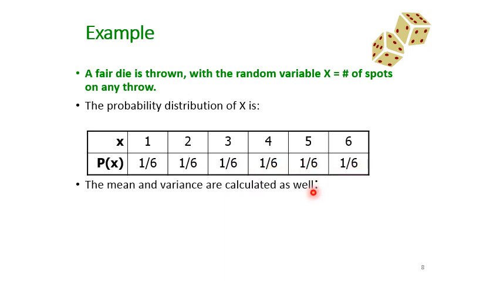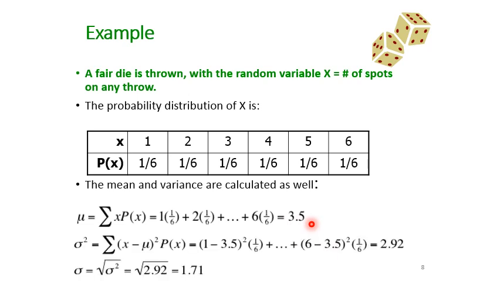We also know that to compute the mean of any discrete distribution, I can use this rule, summation x times p(x). So to find the mean of the number of spots, I will multiply 1 times 1 over 6 plus 2 times 1 over 6 plus 3 times 1 over 6 plus 4 times 1 over 6 plus 5 times 1 over 6 and finally plus 6 times 1 over 6. This will give me 3.5. So the expected value of the number of spots that I will get when I roll a die once is 3.5.